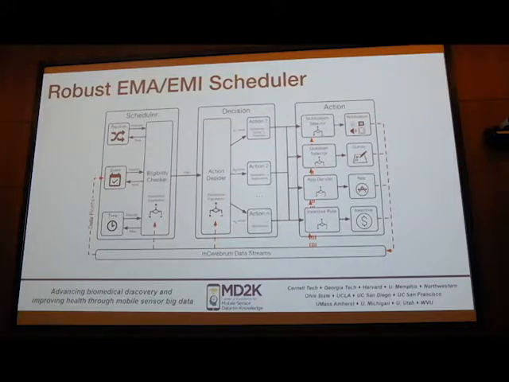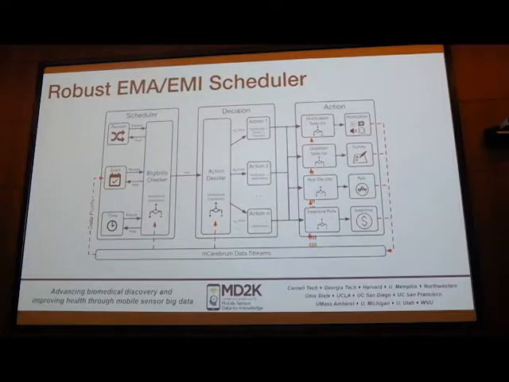The EMA and EMI scheduling is one of those critical pieces that's needed to do the research, to do the interventions. So we built a really robust scheduler into the system. If you look at the left-hand side of the panel, most scheduling occurs over time, or events are at random. So it's either pre-scheduled, it's randomized in some sort, or it's event triggered.